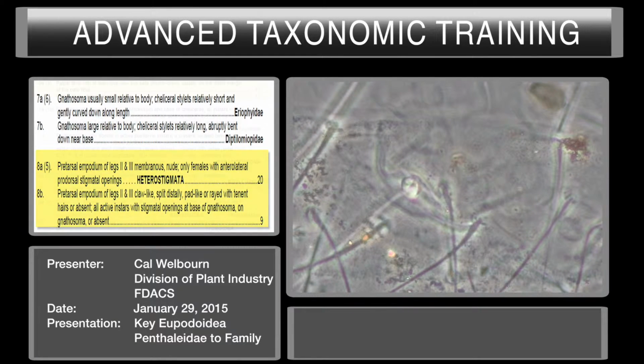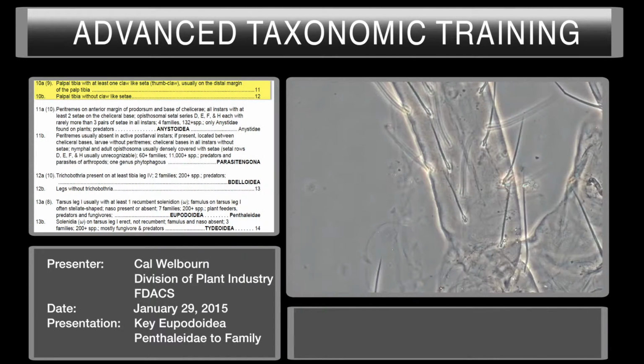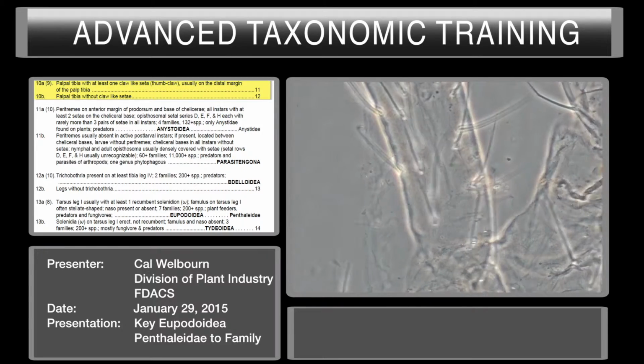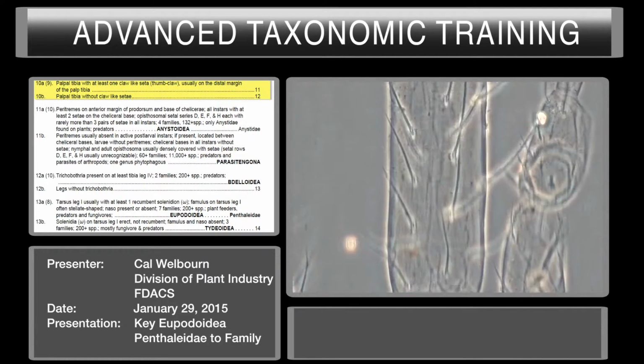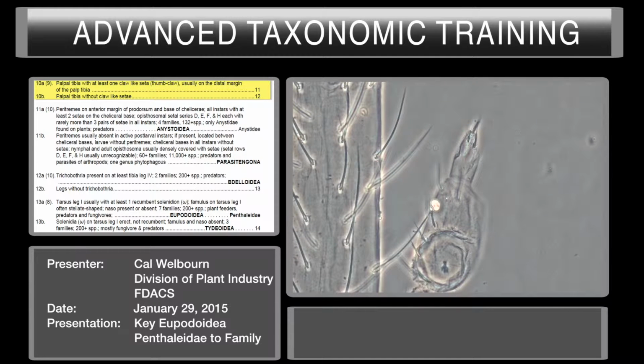We go to couplet 10. I'm going to go back to 40X now. All right, we're back at 40X. We're looking at the palp tarsus, tibia, and in couplet 10, palp tibia with at least one claw-like seta, usually on the distal margin of the palp tibia, versus palp tibia without a claw-like seta.